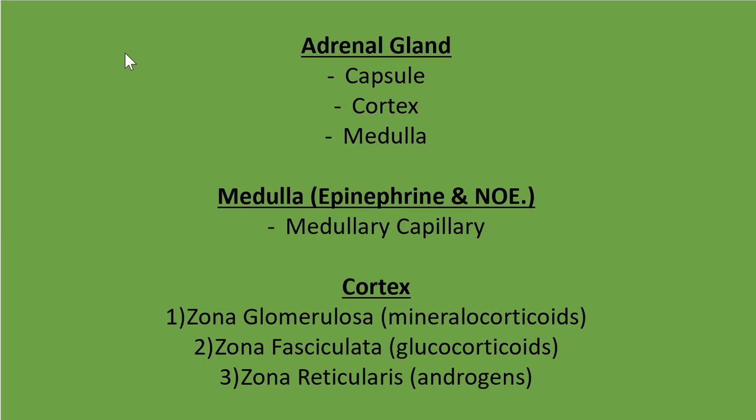So with the adrenal gland, we're going to be looking for the capsule. We're going to look for the cortex and the medulla. In the medulla, we're going to look for medullary capillaries. And in the cortex, we're just going to be identifying the three regions of the cortex that secrete different things. Each region is different from the other, but they all secrete their own type of hormones, right? So in the medulla is where we're going to get epinephrine and norepinephrine.